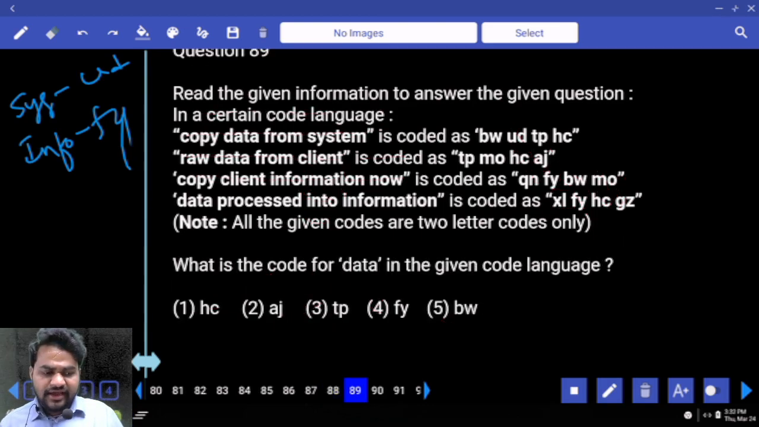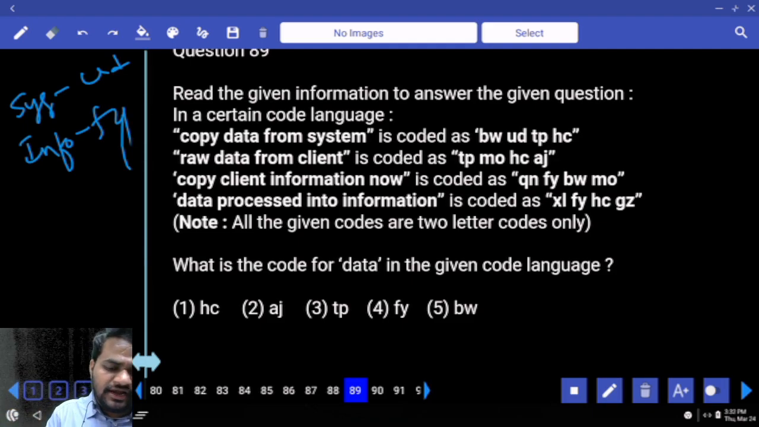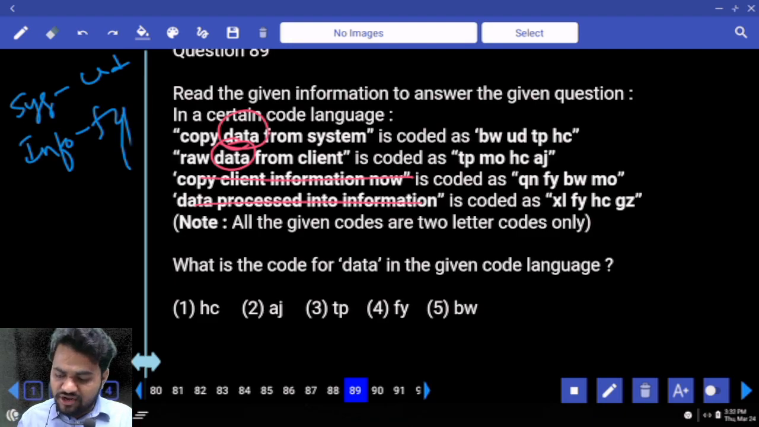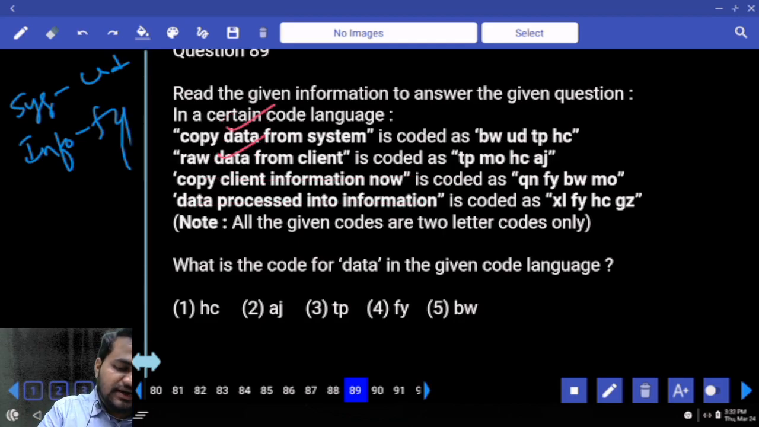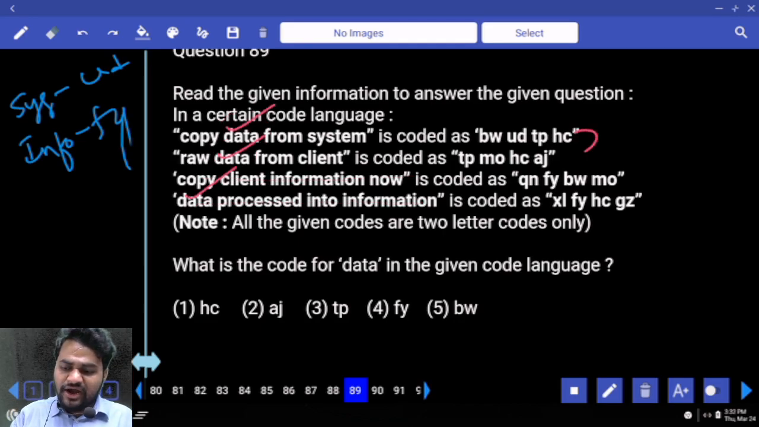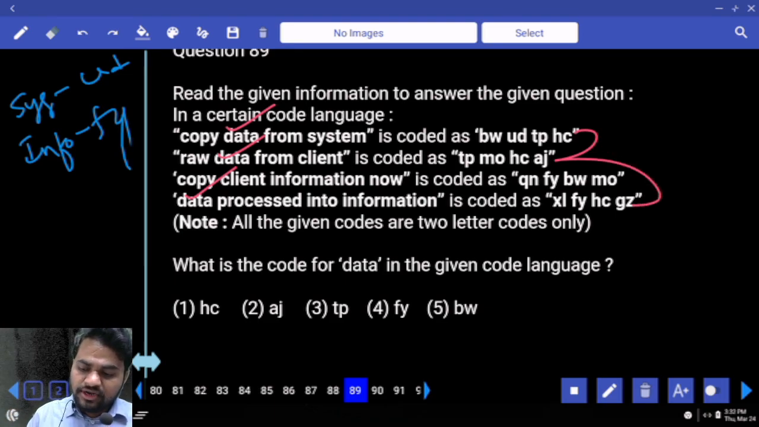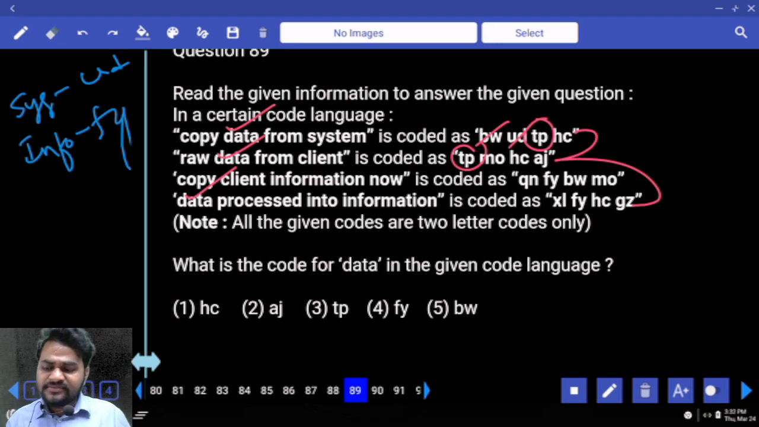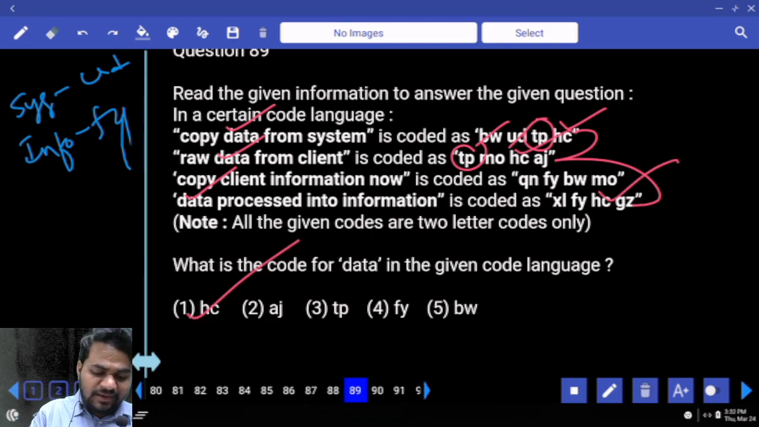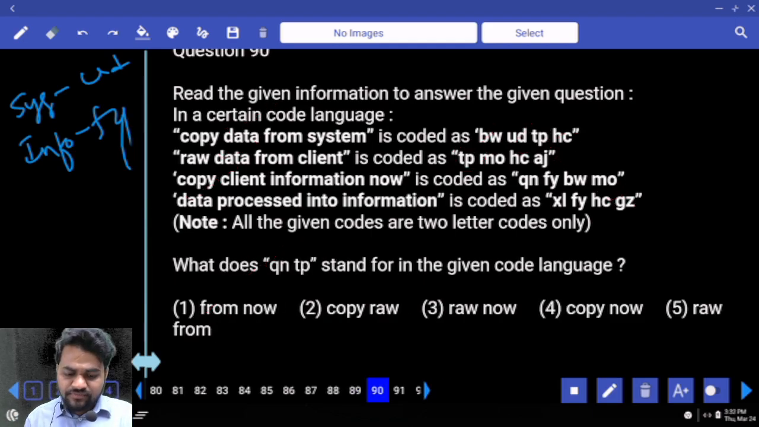What is the code for data in the given code language? We need to decode data. It is there in the first line, second line, not there in the third line, but it is also there in the fourth line. Now we need to identify the common term in 1, 2 and 4. BW is not common, UD is not common, TP is common, but it is not there in the fourth line. So HC, option number 1.